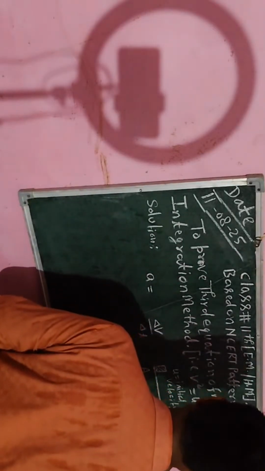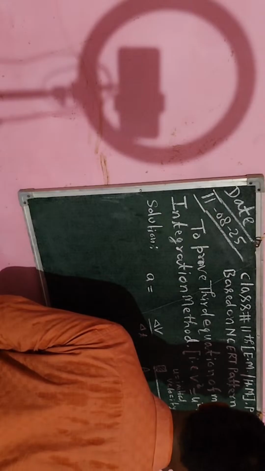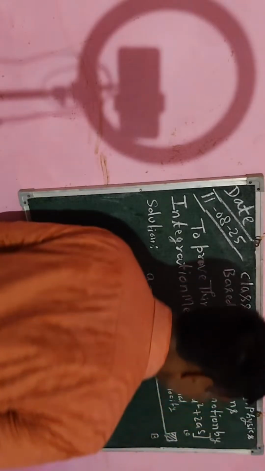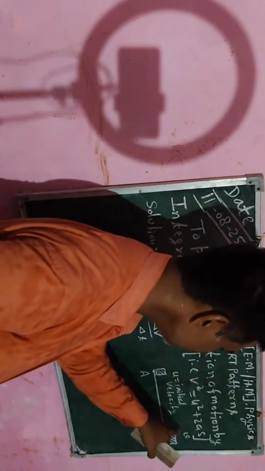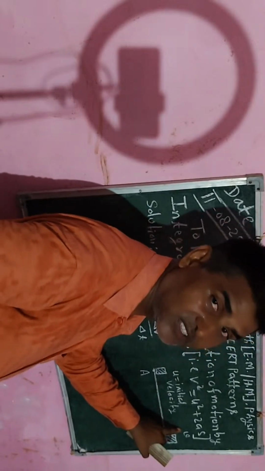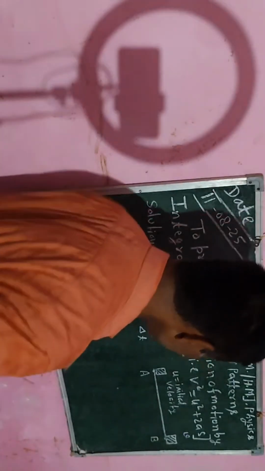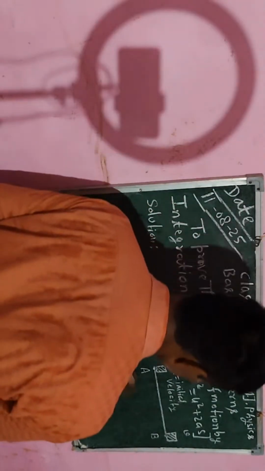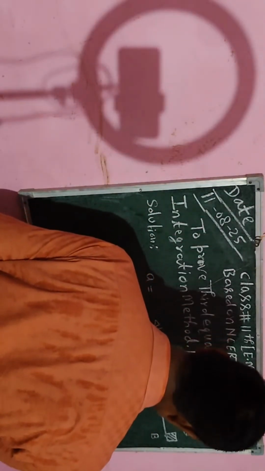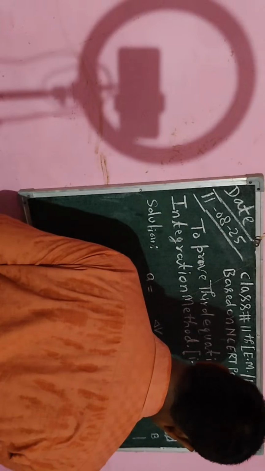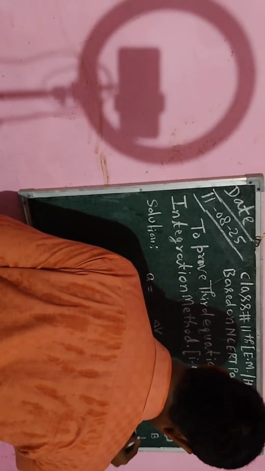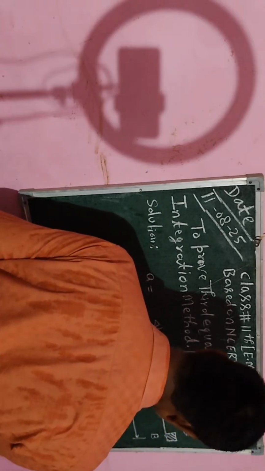So I will say that the object will have a velocity, that is the final velocity, and that final velocity will be written with the symbol small v. Now, if the object is moving from point A to B, then the object will have a time. That time I will write here as t.